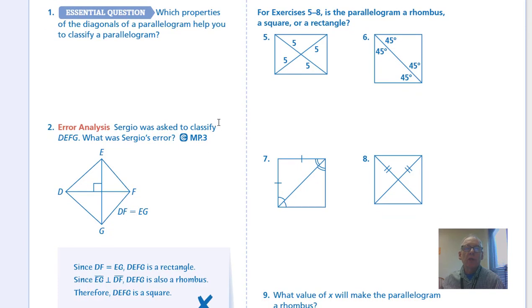Do you understand? Which properties of the diagonals of parallelograms help you to classify? Bisected diagonals and congruent diagonals are the main ones. If diagonals are bisected, then there's a chance it's a rectangle or a rhombus or a square. If the diagonals are congruent, it's going to be a rhombus or a rectangle.